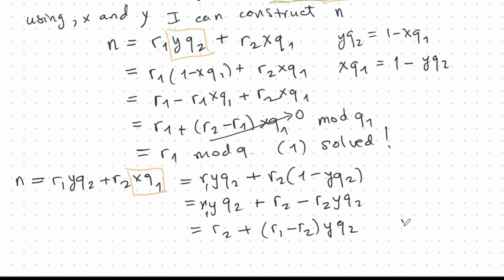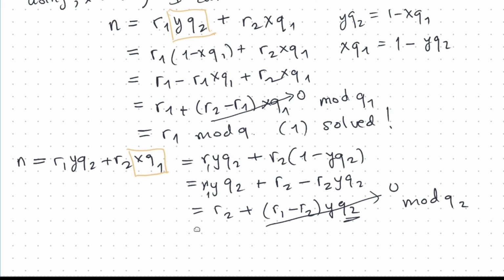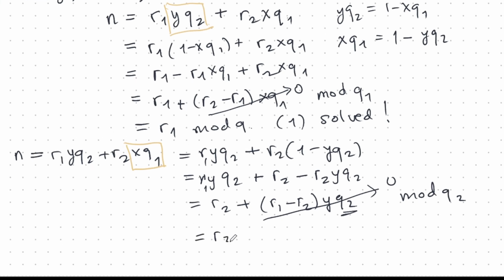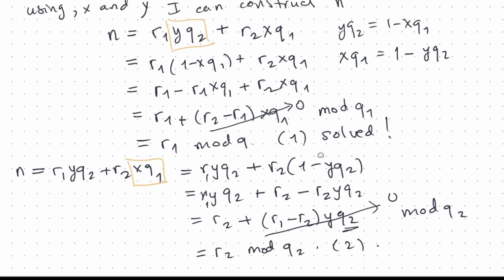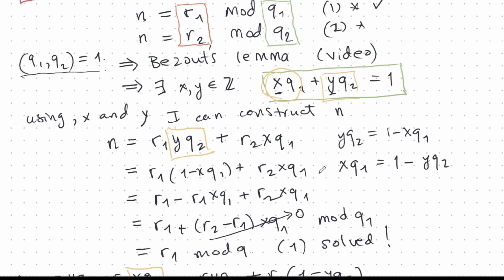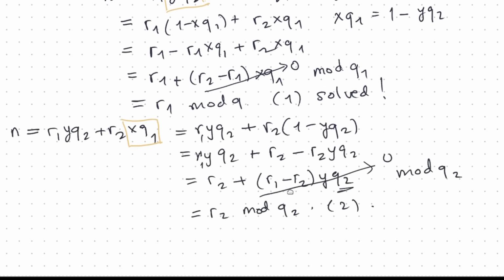Now, if I take mod q2, then this is 0 because this is just a multiple of q2. So if I use mod q2, that disappears. And so this is r2 mod q2. Beautiful. And this is equation 2. So I can go back here and voila. Very, very nice. Equation 2 is solved.